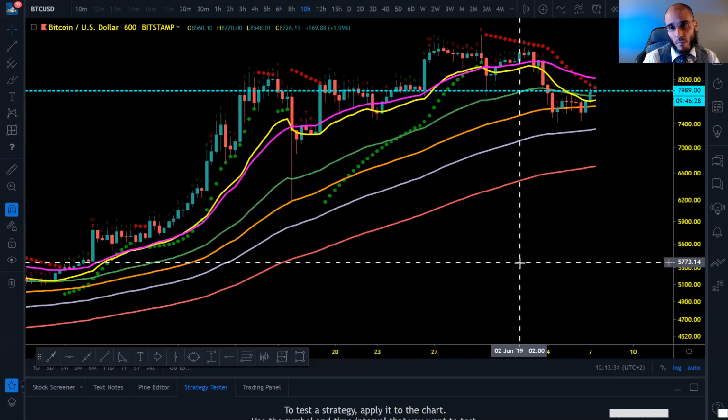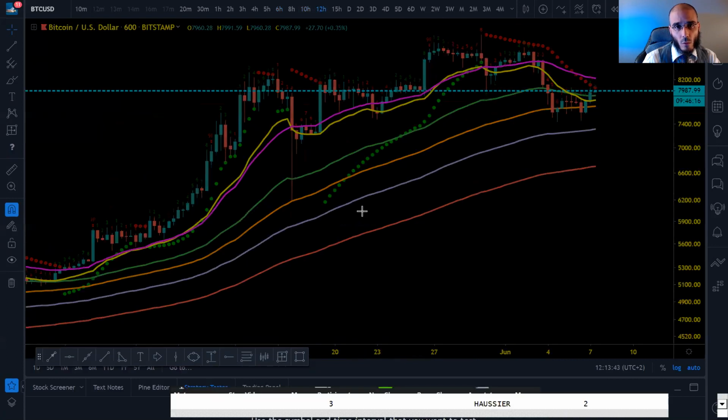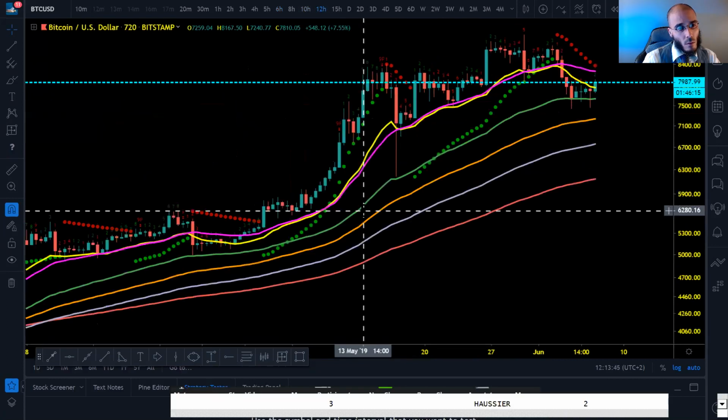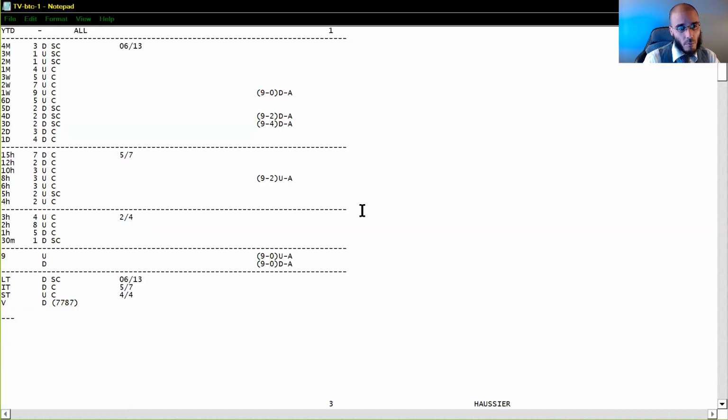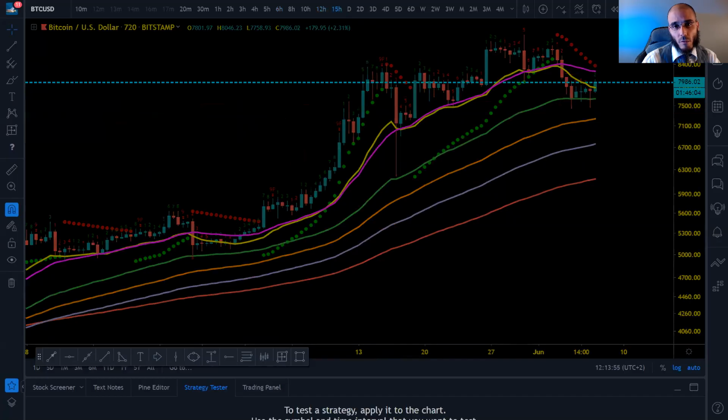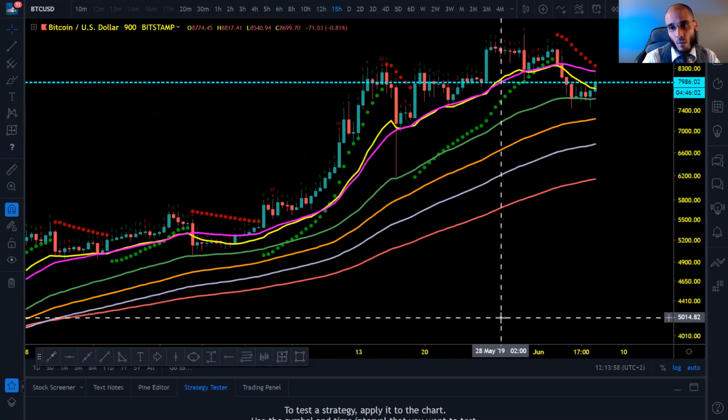10-hour chart. You are on a 3 up with confirmation. 12-hour chart. You're on a 2 up with confirmation. And the 15-hour chart. You're on a 2 up with confirmation. So intermediate term is bullish.